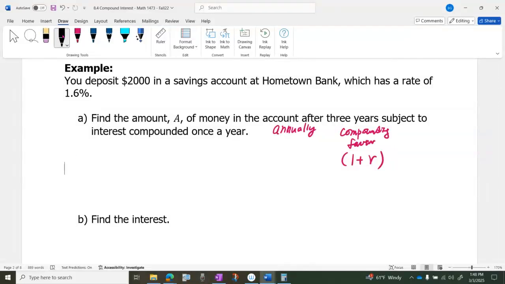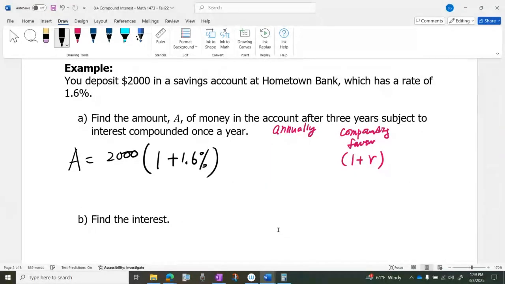Let's see how much money you have in the account after 3 years. You start from P. What is P? The original principal, $2,000. You start from $2,000, right? That's the money you originally put in the account. Once a year, your interest is compounded. Every time your interest is compounded, you multiply by the compounding factor 1 time. Again, your compounding factor is 1 plus the rate. Since your interest is compounded annually, it is 1 plus the annual interest rate.